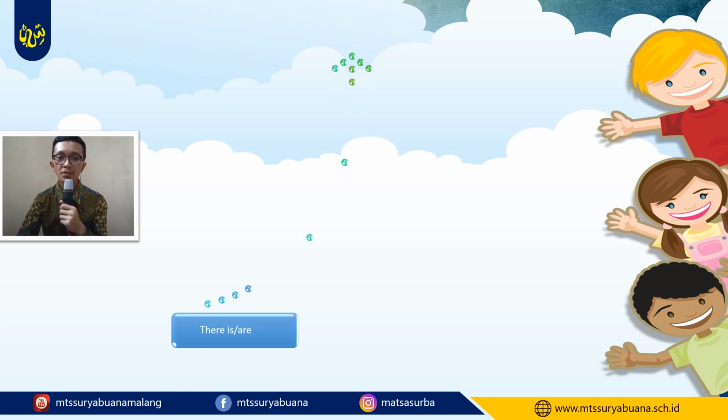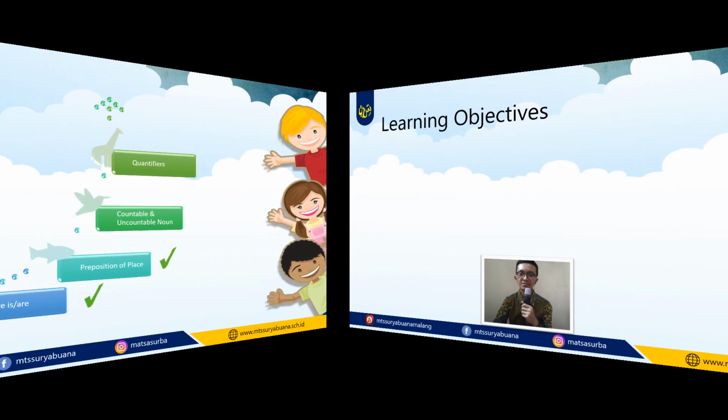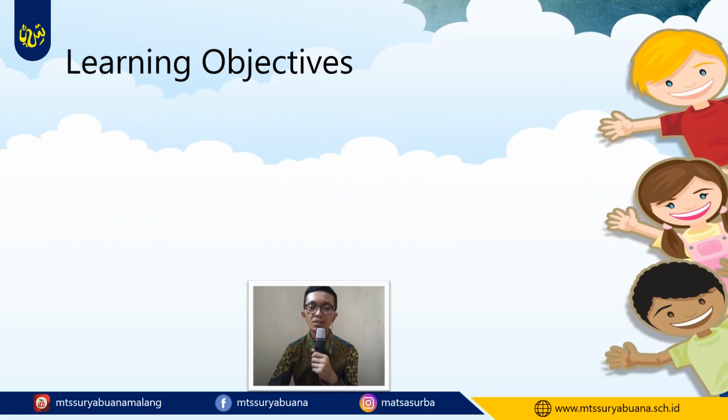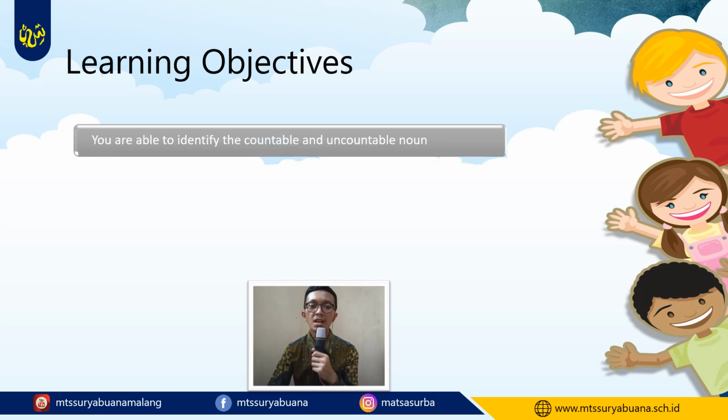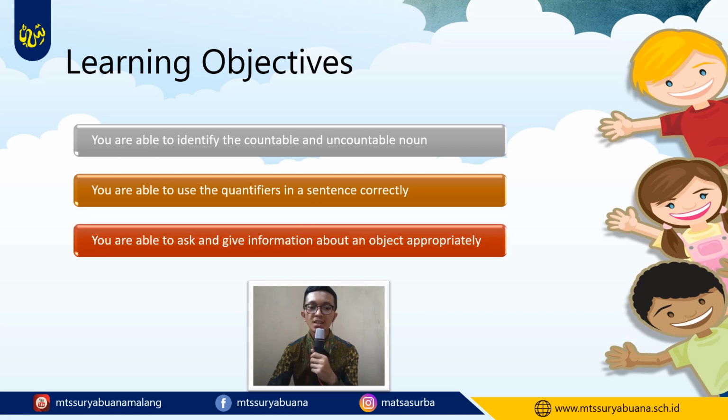Alright, in the last meeting we discussed there is and there are, and also prepositions of place. And now, we are going to discuss countable and uncountable nouns, and also quantifiers. The learning objectives for today are: you are able to identify countable and uncountable nouns; you are able to use the quantifiers in a sentence correctly; and you are able to ask and give information about an object appropriately.